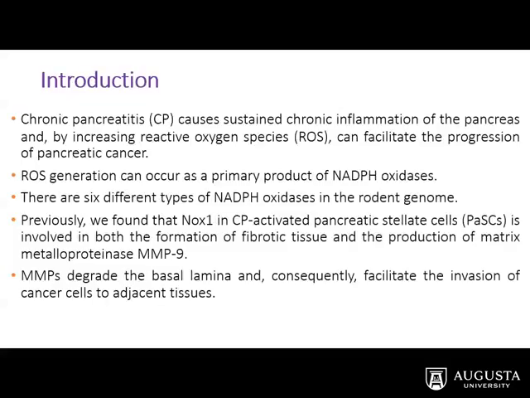As you know, chronic pancreatitis causes sustained inflammation of the pancreas, and by increasing the production of reactive oxygen species, among other inflammatory mediators, it can facilitate the progression of pancreatic cancer. Reactive oxygen species generation can occur as a primary product of the NADPH oxidases. We found that NOX1 in activated pancreatic stellate cells is involved in both the formation of fibrotic tissue and the production of matrix metalloproteinase 9 in a mouse model of chronic pancreatitis.